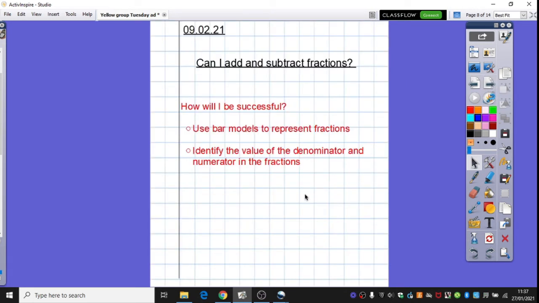Our main session then, we're going to continue to work on adding and subtracting fractions today. We're actually going to now try putting our knowledge and understanding really into the context of problems. So how will we be successful today? Well, we're going to be wanting to use bar models again to help us represent fractions, and also to help us identify the value of the denominator and the numerators in the fraction once again.